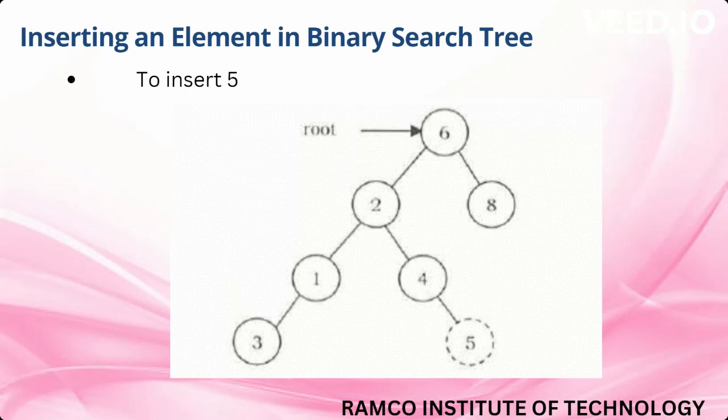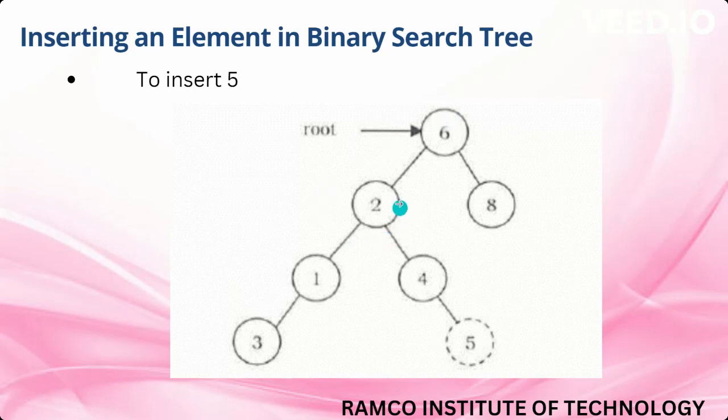While finding the location, if the data is already there, then we can simply neglect it and come out. Otherwise, insert the data at the last location on the path traversed. Here we are going to insert the value 5. First we need to check the value 5 with the root node. Here the value is less than the root node.